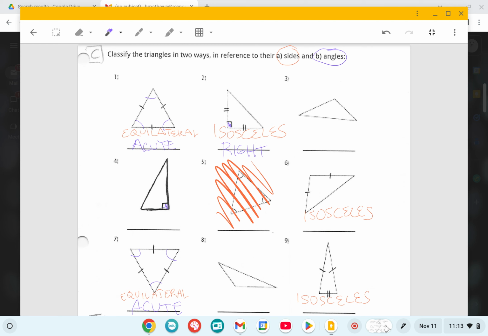In fact, looking down at number 4, I can go ahead and write that as well. That is a right triangle. Pretty straightforward.